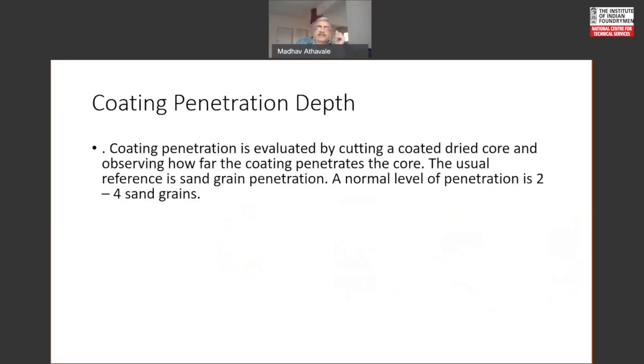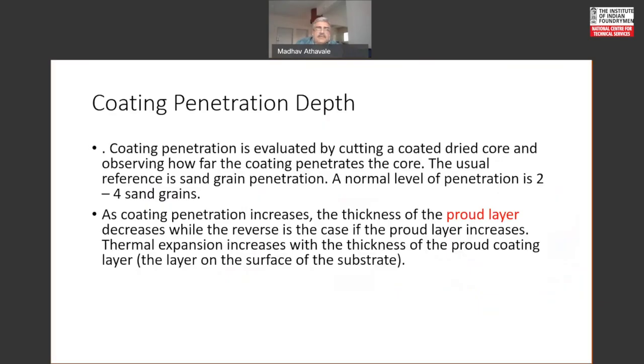Now, coating penetration depth is evaluated by cutting a core, but this is a sort of destructive test that one can do in the laboratory. So a representative core can be taken and either dipped and dried and seen how much is the penetration, whether it is 2 sand grains, 4 sand grains, like that. As we have seen in our previous example, as the penetration increases, the proud layer, the layer on the top surface will obviously decrease. So there has to be an optimum between the two. Too thick a proud layer also if you go, then you will find it flakes off and creates problems.